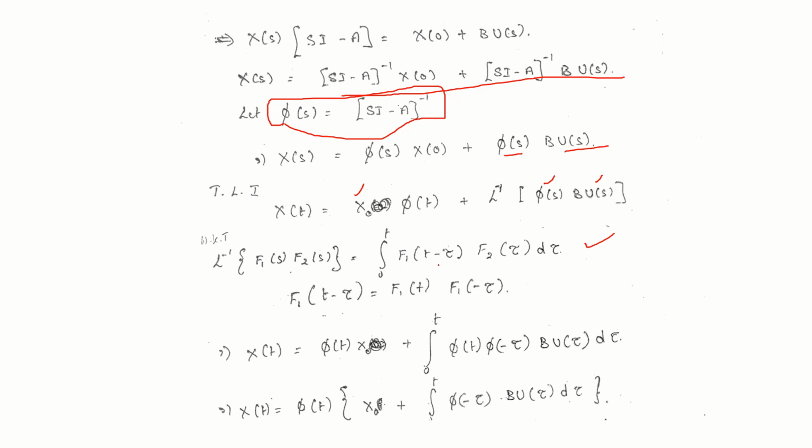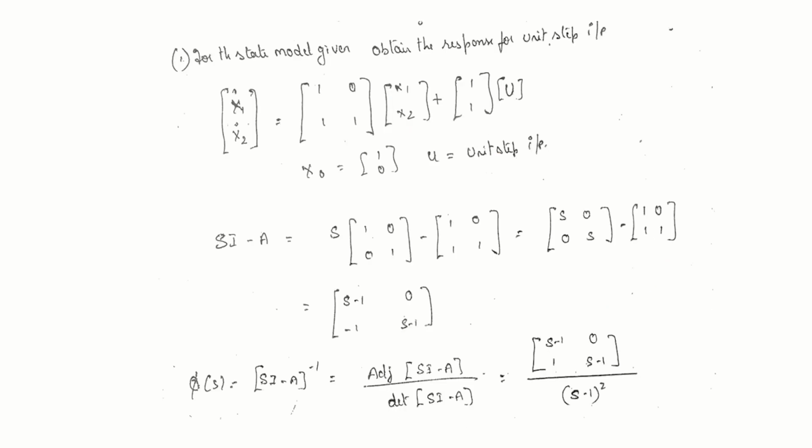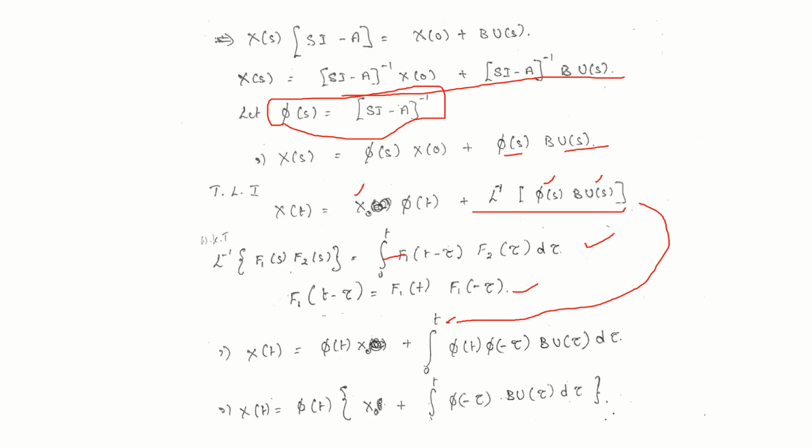Again, f1(t minus tau) can be written as f1(t) f1(minus tau). If that is the case, here Phi(t) x naught, and this part I can write as the integral from 0 to t of Phi(t) Phi(minus tau) B u(tau) d tau. So take out Phi(t), (sI minus A) inverse is constant, so you take out this, then you are left with this. Correct? Then you have to integrate and get the solution.